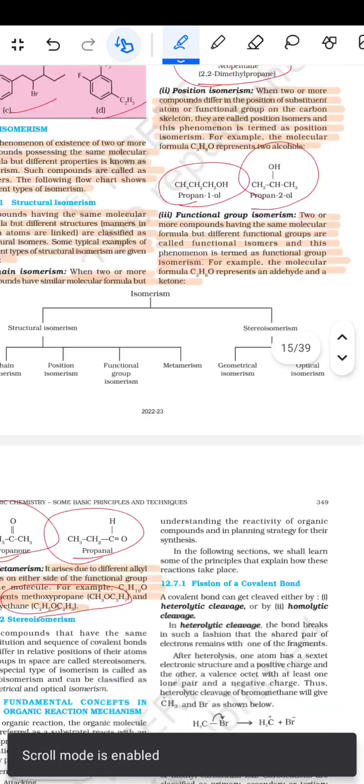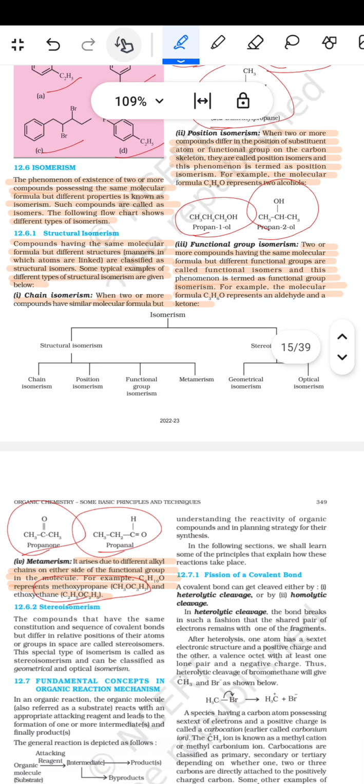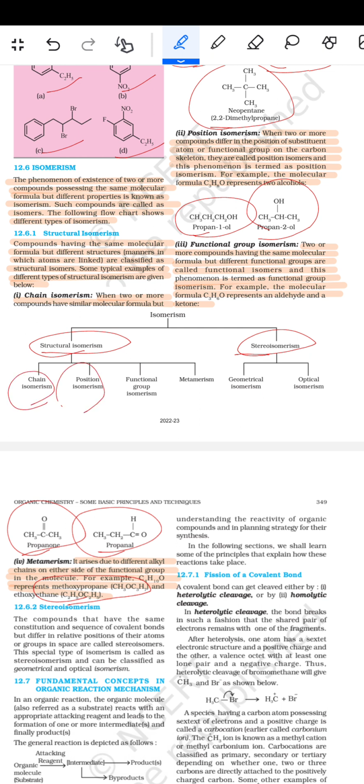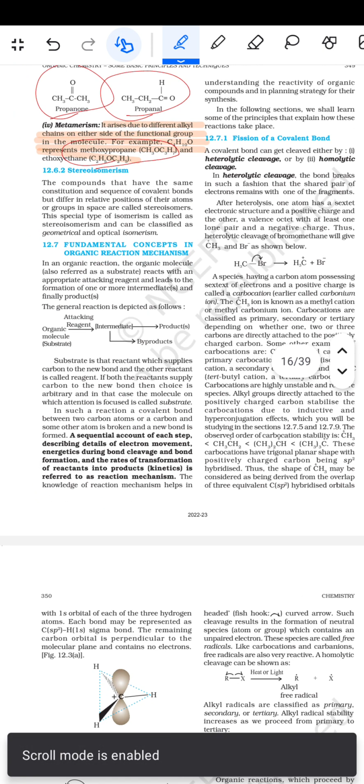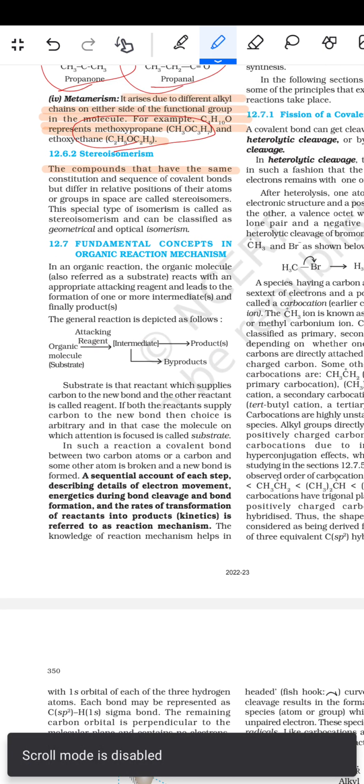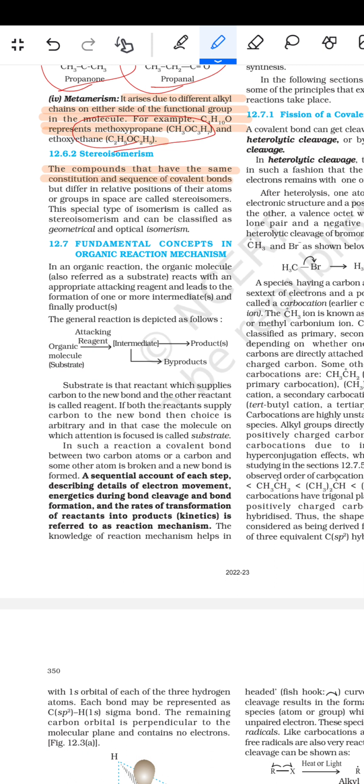मेटामर्स हैं. तो आइसोमेरिज्म को हम डिवाइड कर सकते हैं स्ट्रक्चरल आइसोमेरिज्म में और स्टीरियो आइसोमेरिज्म. फिर स्ट्रक्चरल आइसोमेरिज्म को चेन आइसोमेरिज्म, पोजिशनल आइसोमेरिज्म, फंक्शनल ग्रुप आइसोमेरिज्म और मेटामेरिज्म में, और स्टीरियो आइसोमेरिज्म को ज्योमेट्रिकल आइसोमेरिज्म और फिर उसको ऑप्टिकल आइसोमेरिज्म में कर सकते हैं. फिर आता है स्टीरियो आइसोमेरिज्म. तो the compounds that have the same constitution and sequence of covalent bonds but differ in the relative position of their atoms or groups in space are called stereoisomers. This special type of isomerism is called stereoisomerism and can be classified as geometrical and optical isomerism.